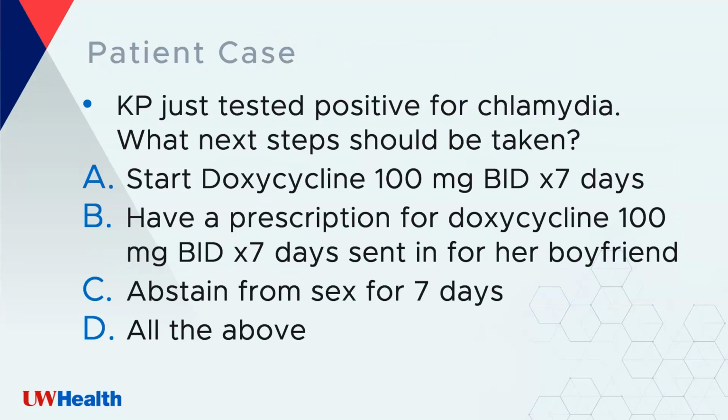All right, our next patient case here. KP just tested positive for chlamydia. What steps should be taken next? A, start her on doxycycline 100 milligrams twice a day for 7 days. B, have a prescription for doxycycline sent over for her boyfriend. C, abstain from sex for 7 days. Or D, all of the above.